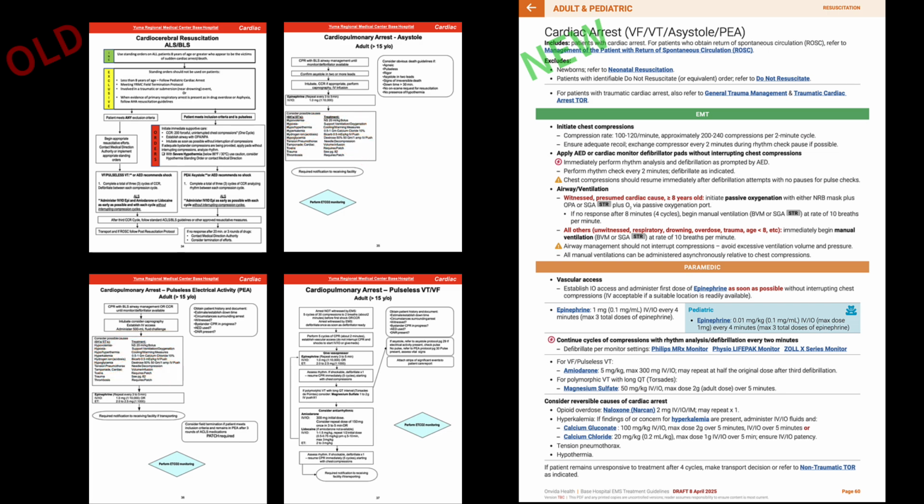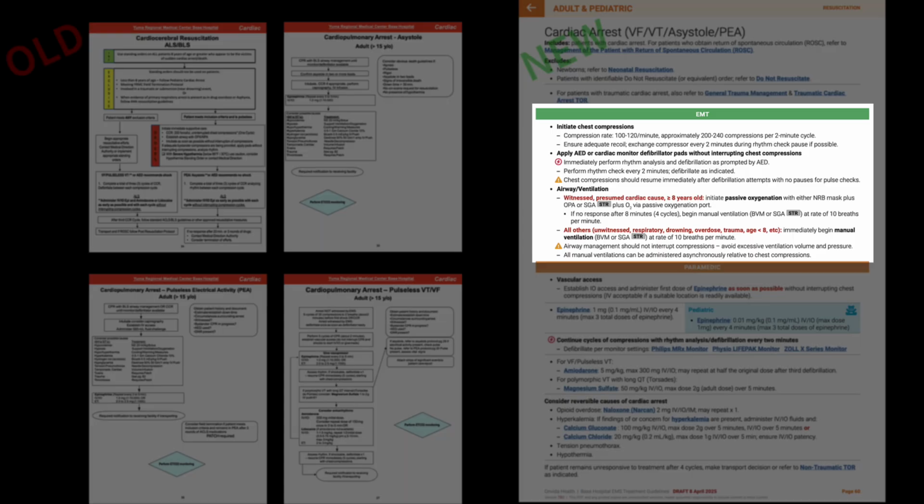Okay, let's now turn our attention to the EMT section. Across this entire page, the key actions are in a specific order, and they appear in black bold typeface. First is starting compressions. Second is applying the defibrillator pads. Third is airway ventilation. Down here in the paramedic section, you can see vascular access as well as the continued cycle of compressions with rhythm analysis.